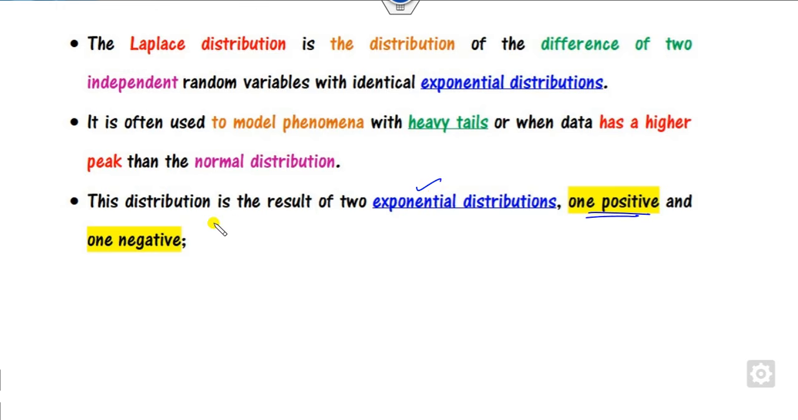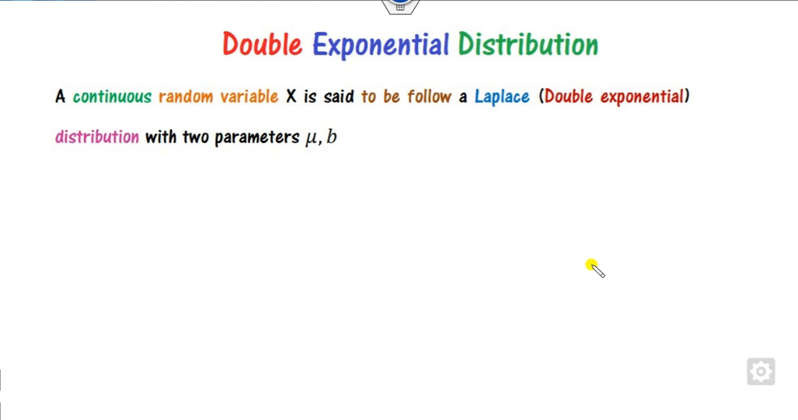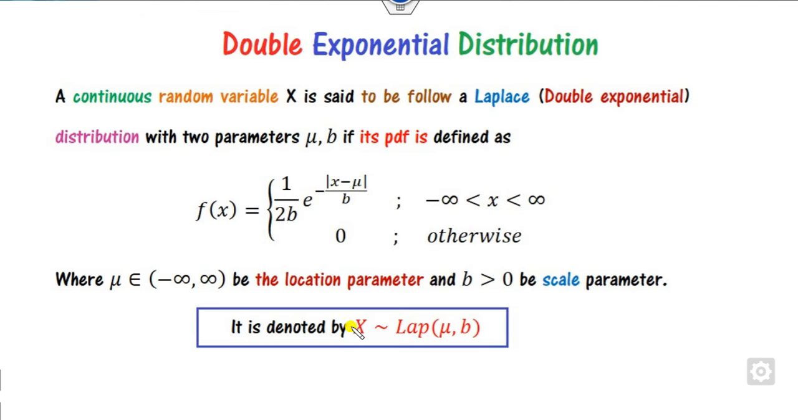One is called the positive and the other the negative. Why? Because graphically it looks like two exponential distributions back to back. That is why we see this as a double exponential distribution. So any random variable x is said to follow the Laplace distribution, or the double exponential distribution, with the two unknown parameters mu and b if the probability density function is defined like here, where mu is called the location parameter and b is called the scale parameter. It is denoted as x follows the Laplace distribution with parameters mu and b.